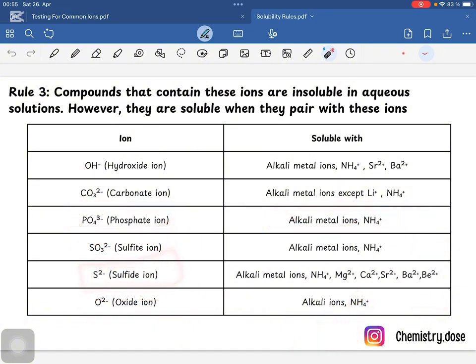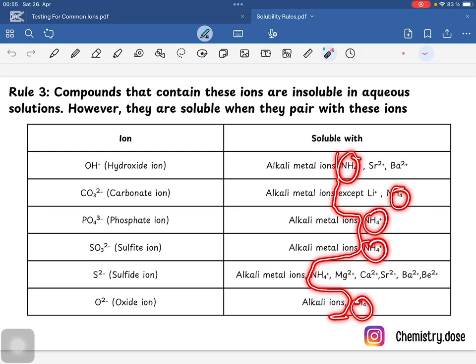For the sulfide ion, it is only soluble with the alkali metal ions, NH4 plus, and in addition, it's also soluble with the magnesium ion, the Ca2 plus, the Sr2 plus, the Ba2 plus, and the Be2 plus. So as you can see, all of these ions are soluble with the alkali metal ions and the NH4 plus. Now, sometimes we have additional ions that are soluble for the OH minus, and we have about four or five ions that are also soluble with the sulfide ion.